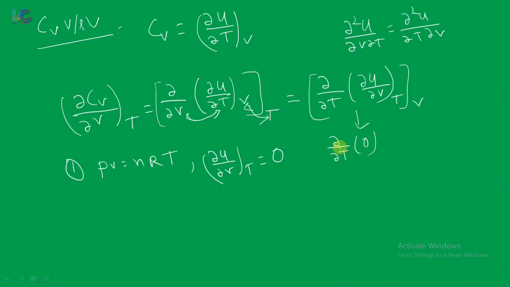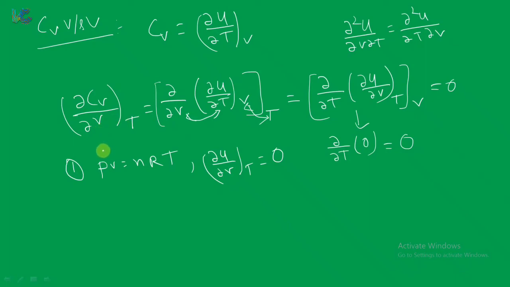That means if you take the derivative of a constant with respect to temperature, the value will be 0. That means this term goes to 0. Now if this term is 0, then this term is equal to this term. That means ∂Cv/∂V at constant T is equal to 0.